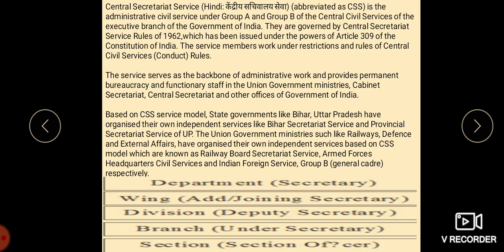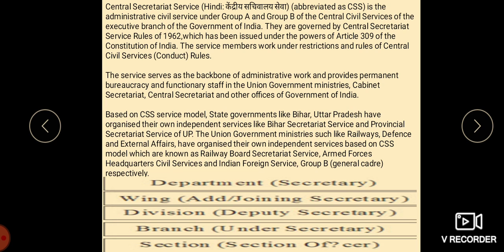It is the administrative civil service under Group A and Group B of the Central Civil Services of the executive branch of the Government of India. They are governed by the Central Secretariat Service Rules of 1962, which were issued under the powers of Article 309 of the Constitution of India. The service members work under the restrictions and rules of the Central Government Services Rules.